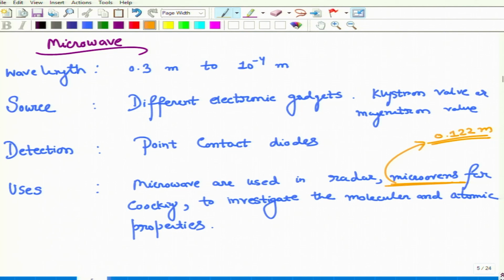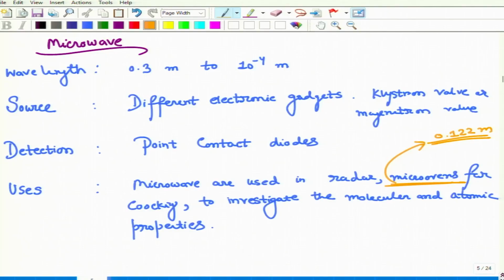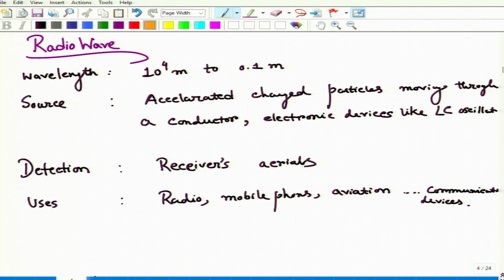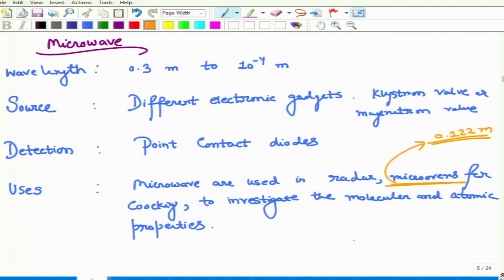Let me state something here that later you will study some spectroscopy. By using spectroscopy we basically understand the structure of molecules and atoms. So basically we can study inside the molecule or atom. There are different kinds of spectroscopic techniques, and for these we need different regions of the electromagnetic waves. Like radio wave is used for NMR spectroscopy. Like that, microwave is used in ESR or EPR spectroscopy. Okay, so these are the uses.